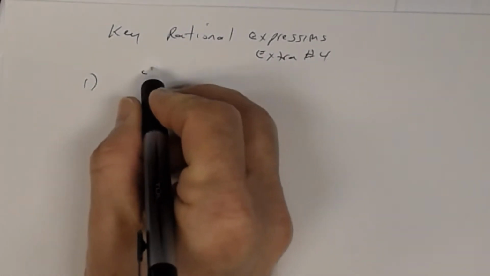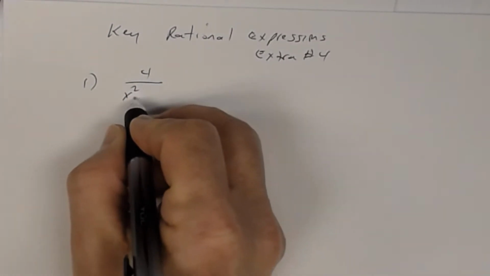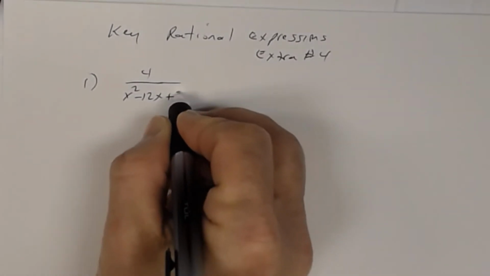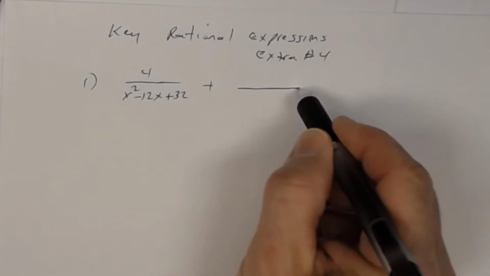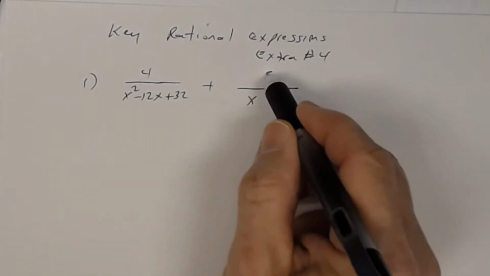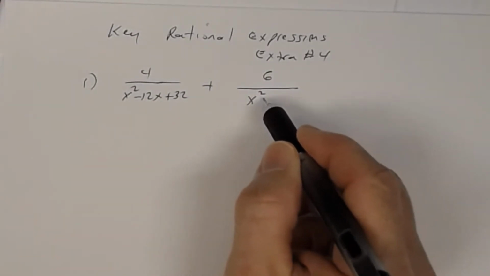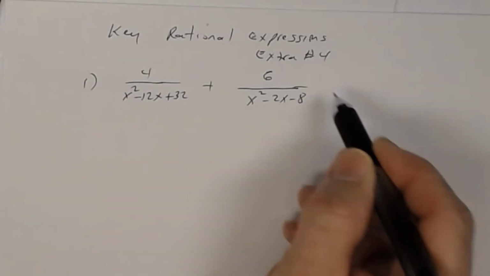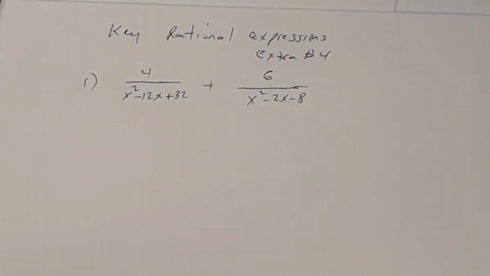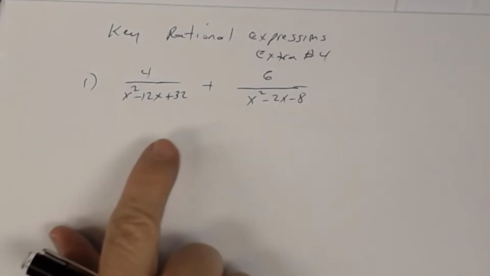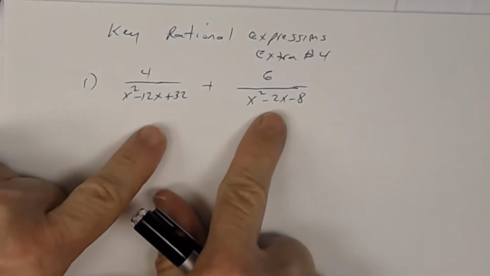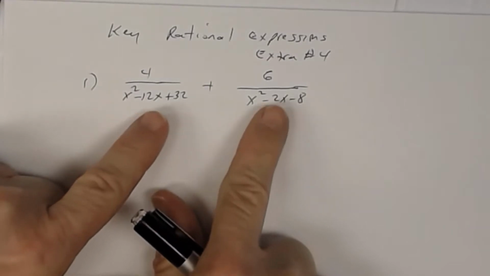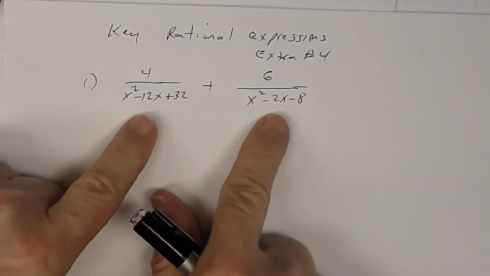You have 4 divided by x squared minus 12x plus 32, and then you're adding this rational expression to this one, 6 divided by x squared minus 2x minus 8. Now remember, to add two rational expressions, you have to have the same denominator. But notice that these are polynomial expressions, so you want to factor first. The first thing you've got to do is factor the denominators.